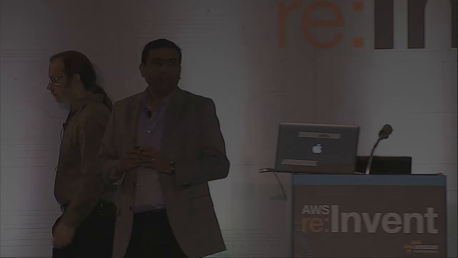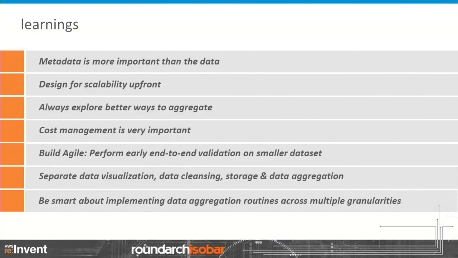So the key learning from all this is, data is definitely important, but if you don't have the right metadata, you cannot make use of the data. We have to find the right metadata to make sure we can make sense of the data. In the cloud world, you have to think about scalability up front. The routines you write, the logic you write, you have to think about how your application is going to scale with the large set of data you're going to get.